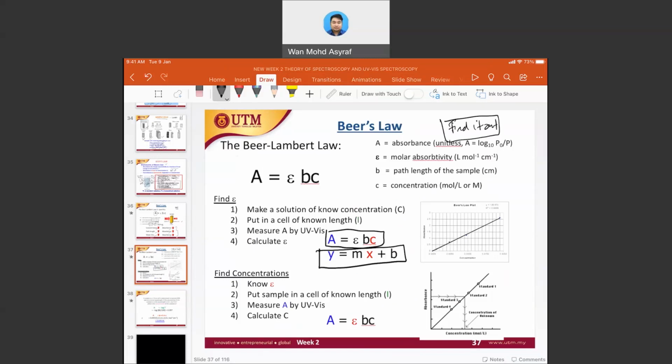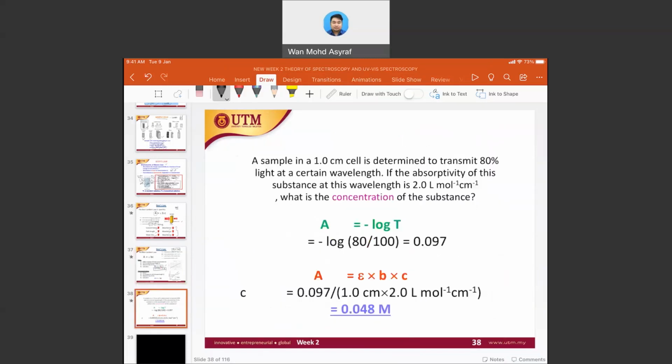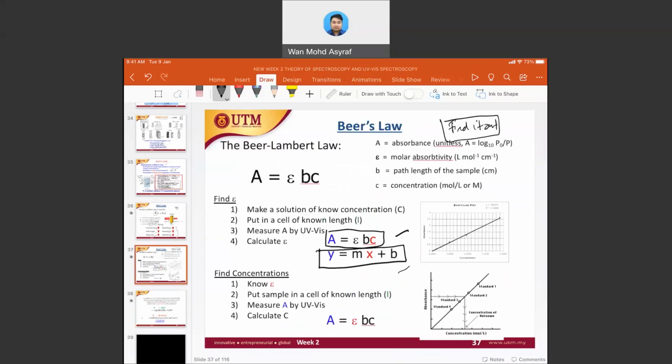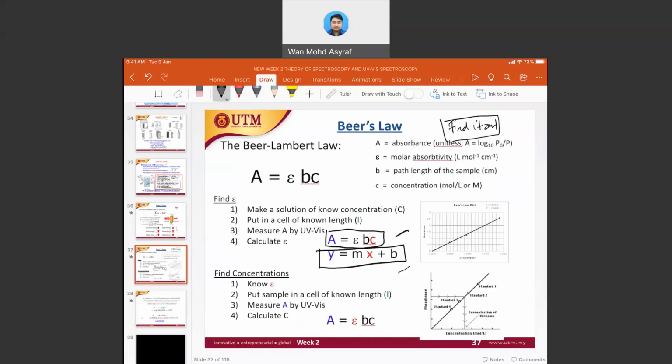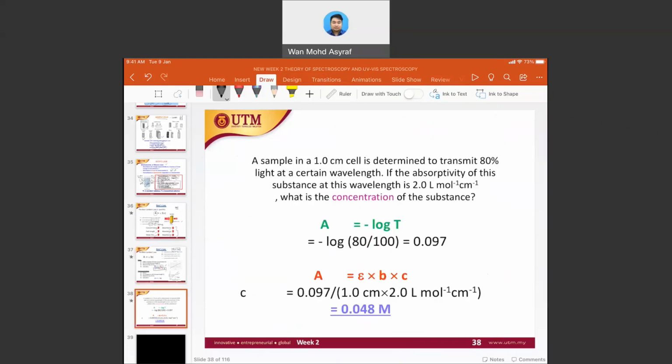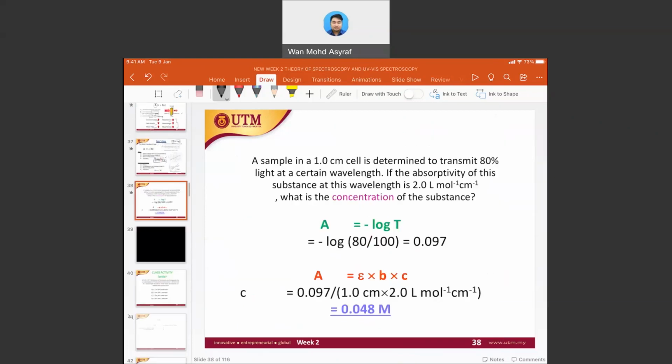Find it out and just jot down on a piece of paper, whatever we had done in lecture 2, and then upload it in e-learning. On how you are going to correlate the Beer-Lambert law and your straight line curve. You need to know about these two slides, slide 37 and slide 38, so that you will be able to correlate those two. Just jot down on a piece of paper and upload it inside e-learning. This will be counted as attendance. Okay, let's move on to the next one.